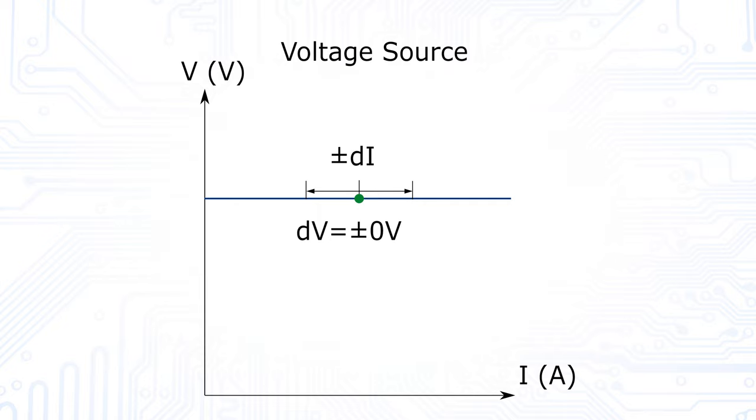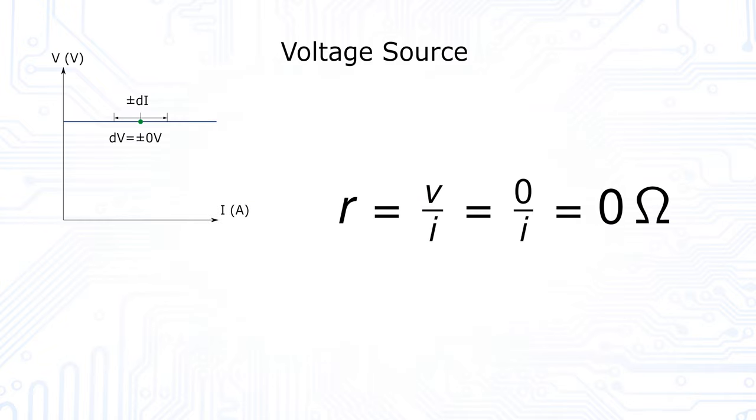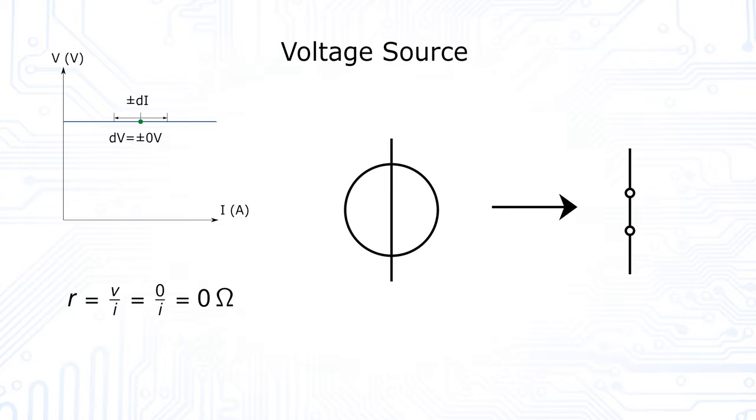An ideal voltage source should provide a constant voltage independent of the flowing current. Thus, a variation of the current I should not change the voltage V. To derive the inner resistance of the voltage source, we consider Ohm's law. For a small change in current, the change of the voltage is nearly 0 volt. Consequently, the inner resistance of an ideal voltage source is 0 ohm and its small signal equivalent is a short.